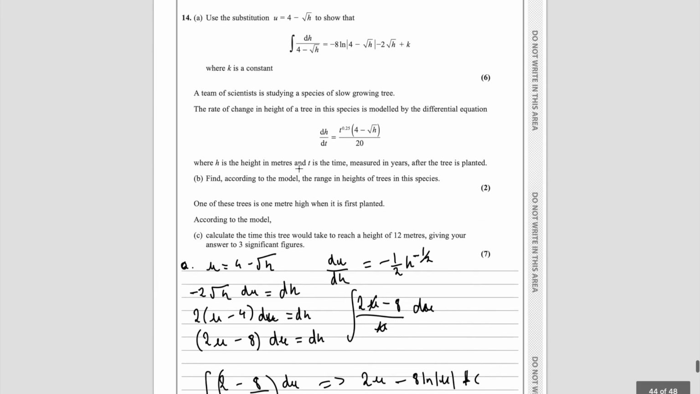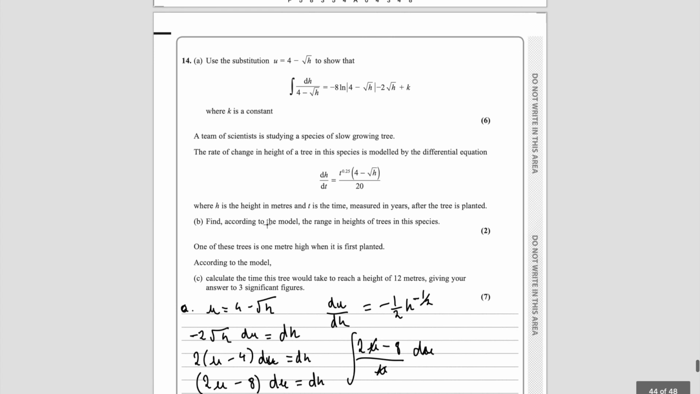For part B, what we're asked to do is find, according to the model, the range in heights of the trees in this species. So we're told that a team of scientists is studying a species of slow-growing tree. The rate of change in the height of the tree in the species is modelled by the differential equation dh over dt is equal to t to the power of 0.25 times (4 minus root h) over 20.